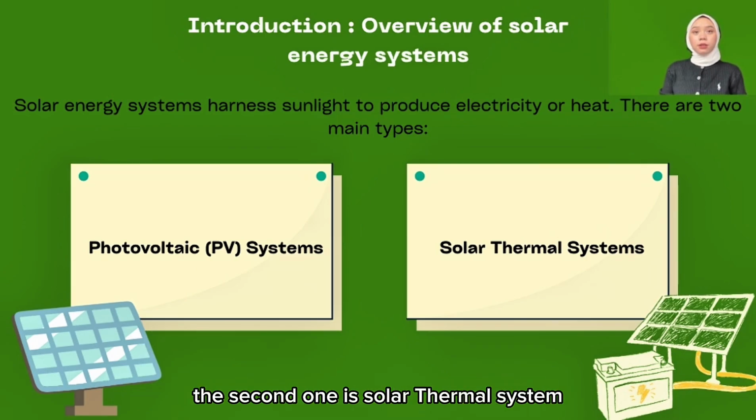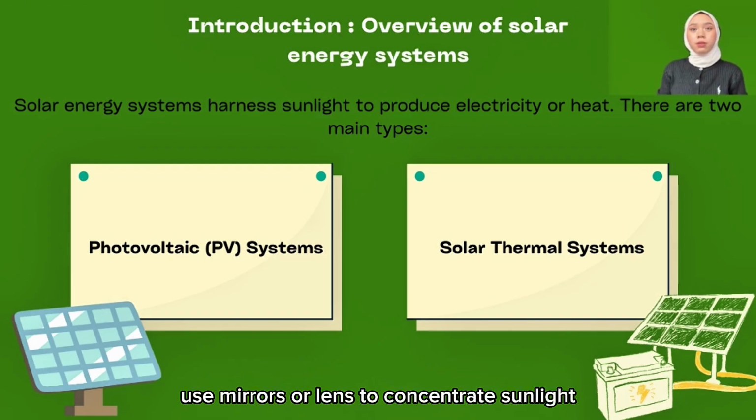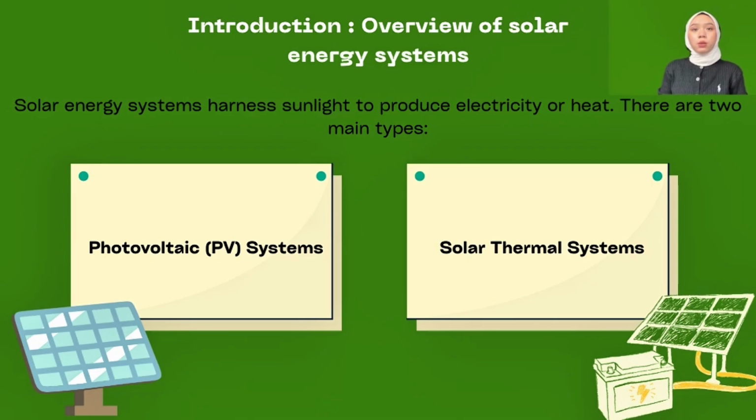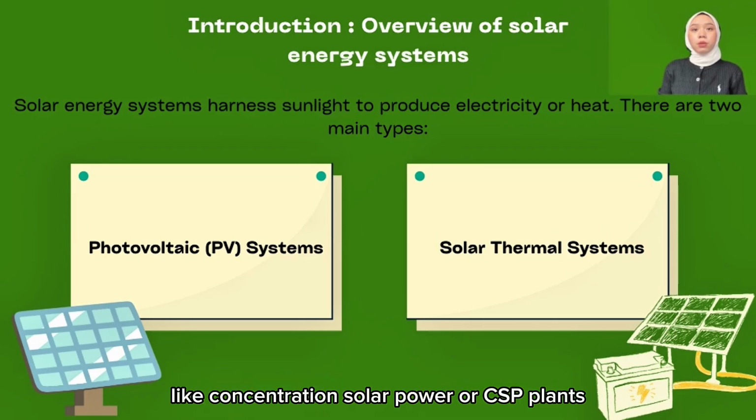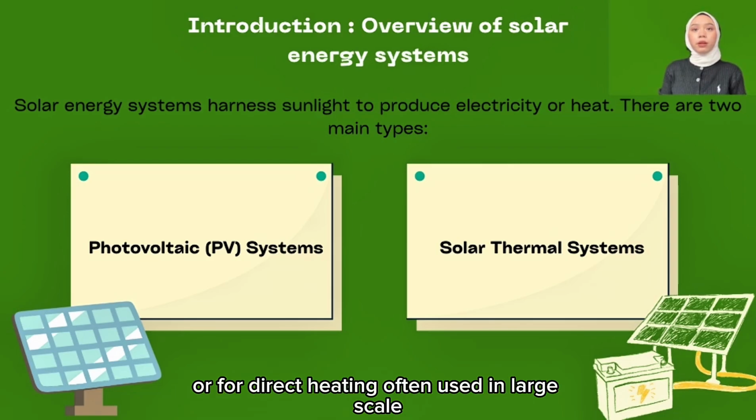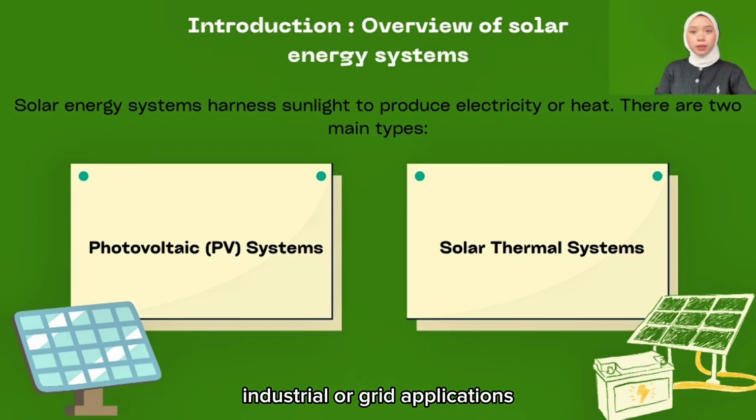The second one is solar thermal system. It uses mirrors or lenses to concentrate sunlight to generate heat, which is then used to produce electricity, like concentrated solar power or CSP plants, or for direct heating, often used in large-scale industrial or grid applications.